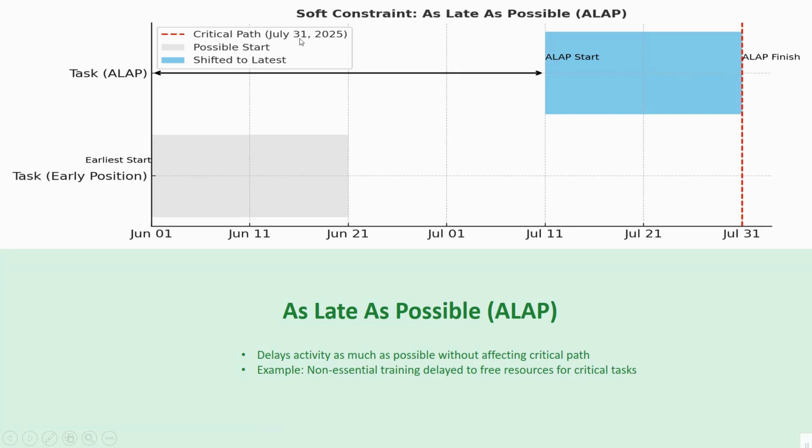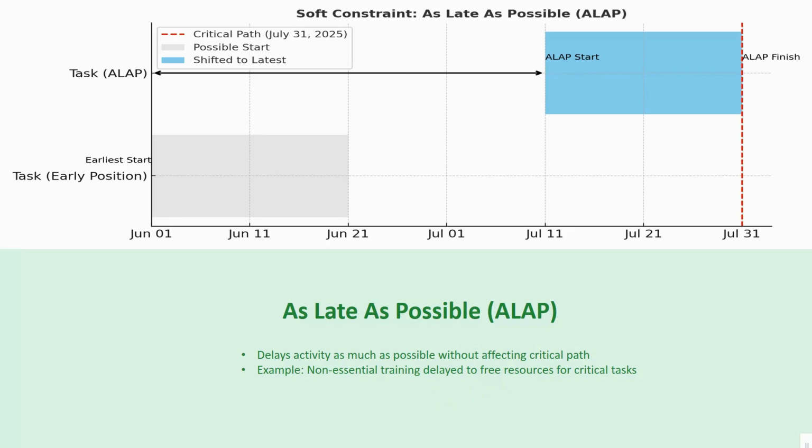So critical path, July 31st, we have here. Then possible start, you can see we have the 1st January. It is the earliest possible. Then shift it to the latest here you can see, as late as possible start. So we have it July 11. So example, non-essential training delayed to free resources for critical tasks. So this is a great tool for maximizing efficiency.